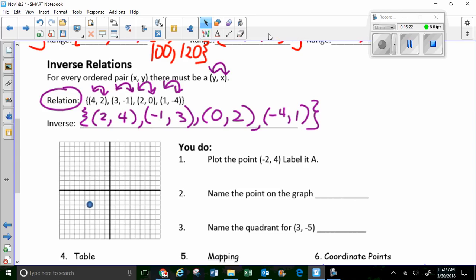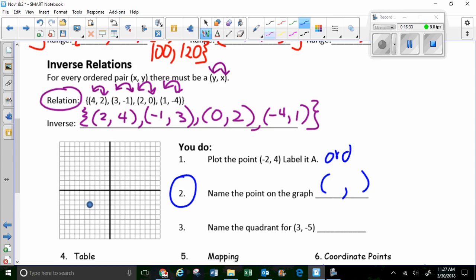So next we're going to go through the you-dos. I want to point out that for naming the point number 2, we want an x and a y value. So we want the ordered pair of that point. Okay? Also, if you need to, for the quadrants or any of this, go back in the video and rewatch that section if you need some extra help.